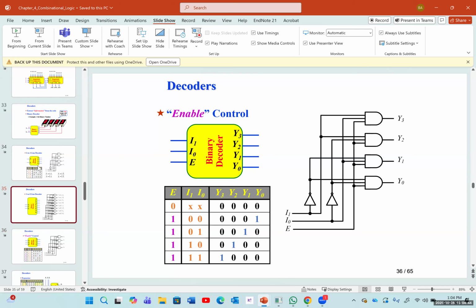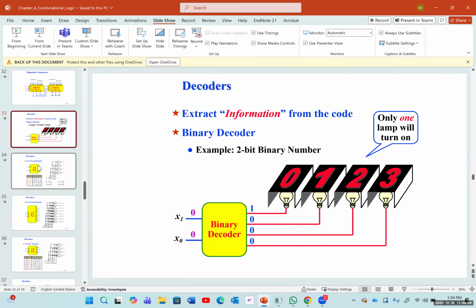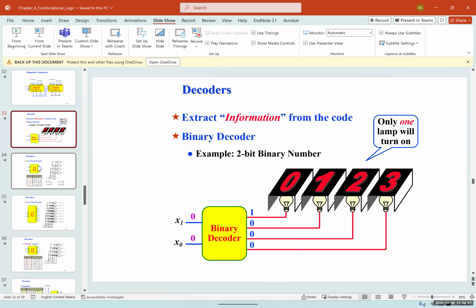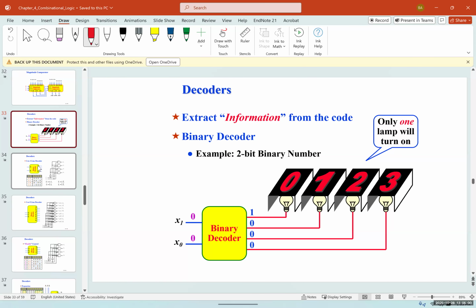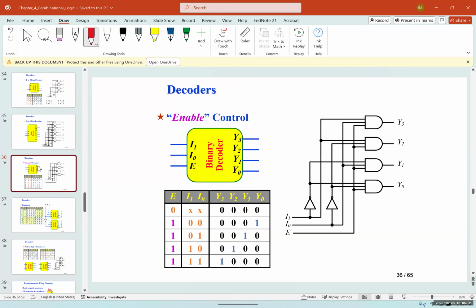So we learned that a decoder, as its name stands, extracts information from the code. In a decoder, we have n inputs and 2 to the power of n outputs. Some decoders have an extra pin, which is called the enable pin or the enable control pin. By activating that enable pin, the decoder starts working. By deactivating it, meaning when we give it a 0, the decoder stops working.